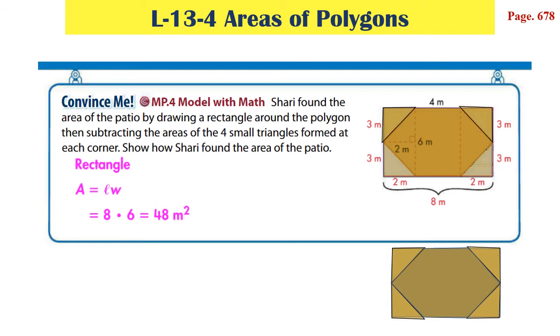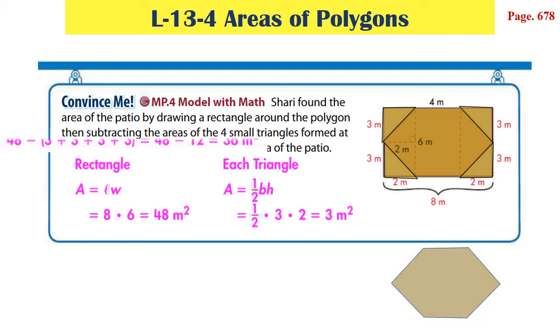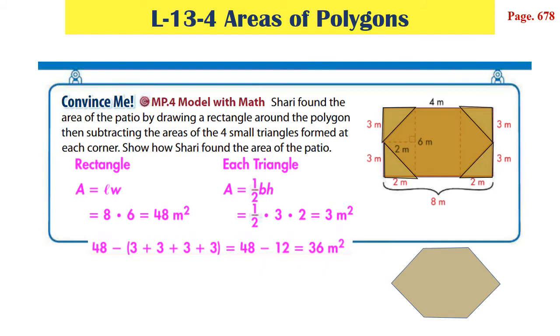Now the area of the rectangle is 8 times 6 equals 48 square meters. Remember, each triangle will be identical, so the area will be the same. So, the area of each triangle equals 1/2 times b times h, equals 1/2 times 3 times 2, equals 3 square meters. So the area of the patio equals 48 minus 4 times 3, equals 48 minus 12, equals 36 square meters. Good.